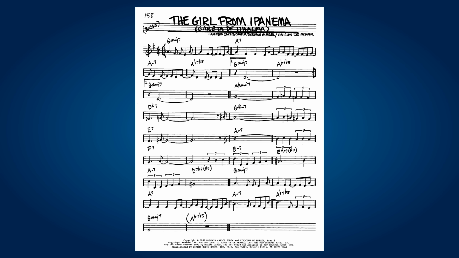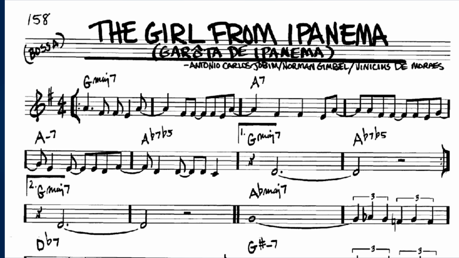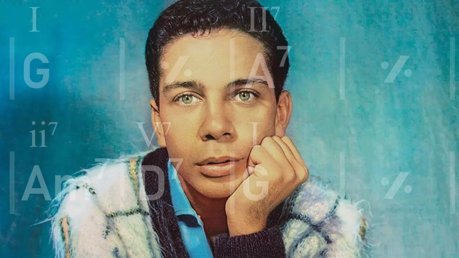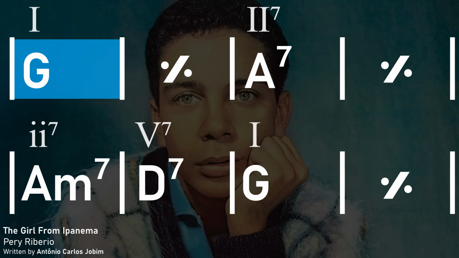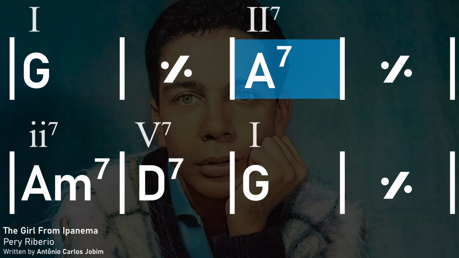A perfect example of tritone substitution is the classic bossa nova, The Girl From Ipanema. This song has been recorded by loads and loads of different artists. It's one of the most recorded songs of all time, but the original version by Perry Ribeiro features this chord progression: 1 going to major 2, minor 2, 5, 1. Fairly typical.